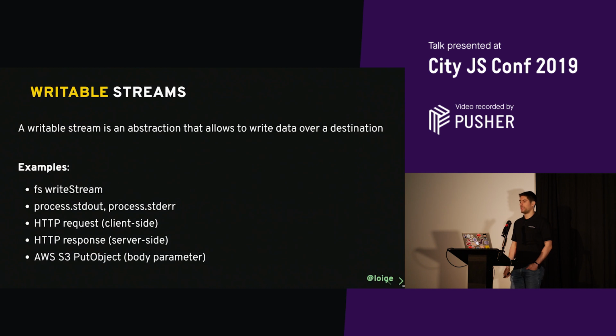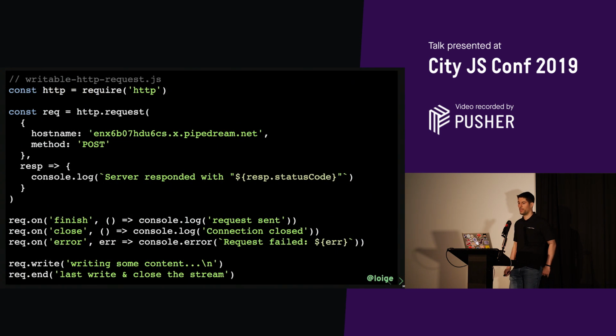So another abstraction is writable stream, and it's kind of the opposite idea of readable stream. If readable streams represent input, writable streams represent output, so destinations where you want to write your data. And again, I already mentioned the file system, but going back to the command line, you can have standard output and standard error as writable streams. Also HTTP again, if you are writing requests to a server, you can do that in a streaming way. And S3 as well, if you want to create a file in S3, you can do that as a stream.